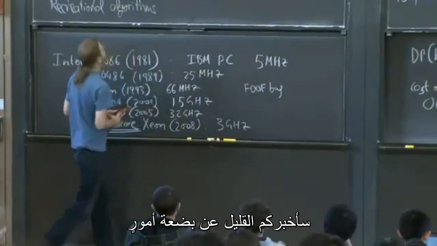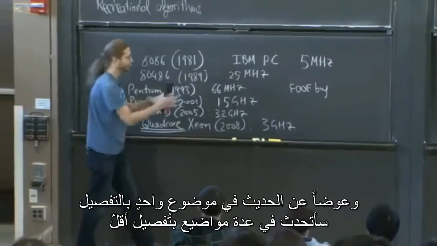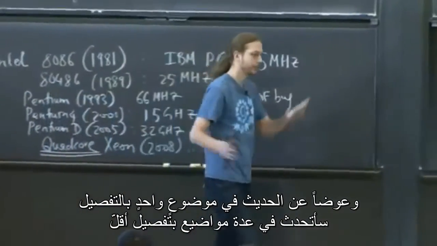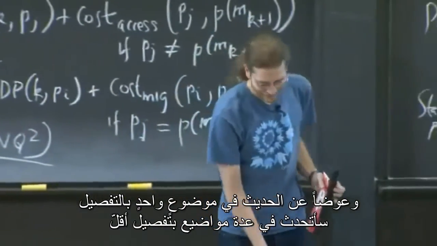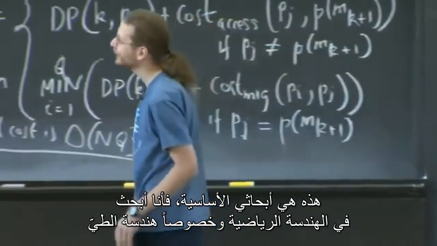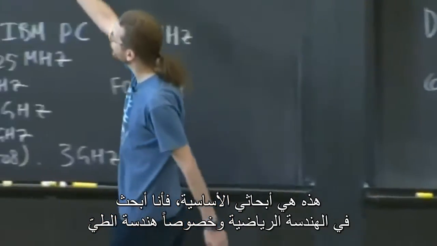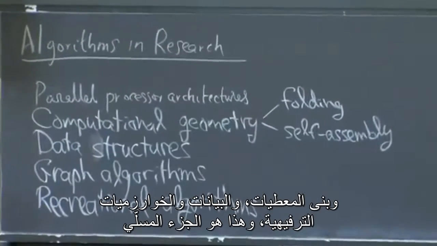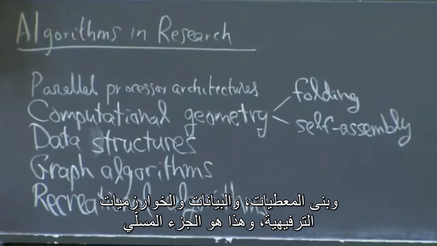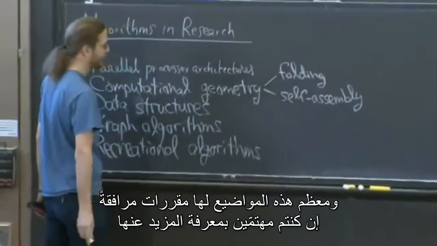So I have a few things to tell you a little bit about. Srini talked about one topic in detail. I'm going to talk about many topics in less detail, as I said, shallowly. These are my main areas of research. I do geometry, in particular folding, and data structures, graphs, and recreational algorithms. That's the really fun stuff. And a lot of these have corresponding courses if you're interested in more about this stuff.